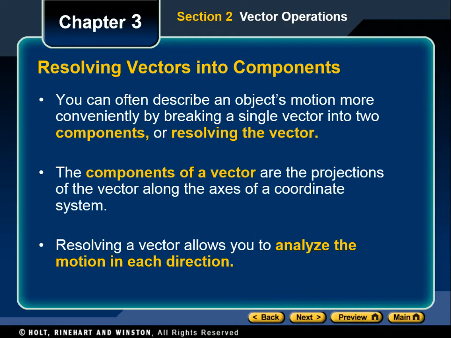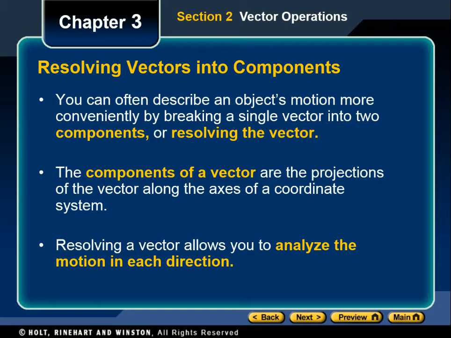In this course, components of vectors are shown as outlined, open arrows. Components have arrowheads to indicate their direction. Components are scalars, numbers, but they are signed numbers. The direction is important to determine their sign in the coordinate system. You can often describe an object's motion more conveniently by breaking a single vector into two components, or resolving the vector.